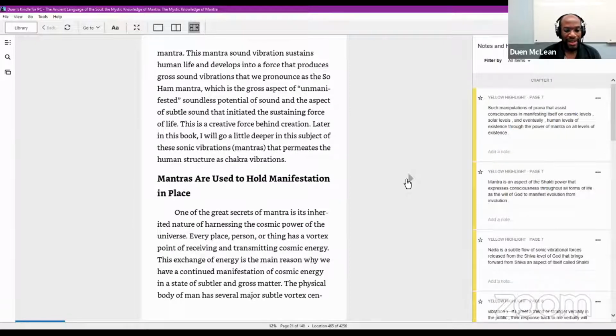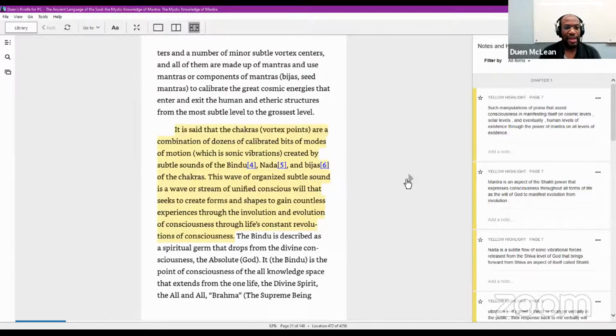The physical body of man has several major subtle vortex centers and a number of minor subtle vortex centers. All of them are made up of mantras and use mantras or components of mantras, bijas, seed mantras, to calibrate the great cosmic energies that enter and exit the human and etheric structures from the most subtle level to the grossest level. It is said that the chakras, vortex points, are a combination of dozens of calibrated bits of modes of motion, which is sonic vibrations, created by subtle sounds of the bindu, nada, and bijas of the chakras.